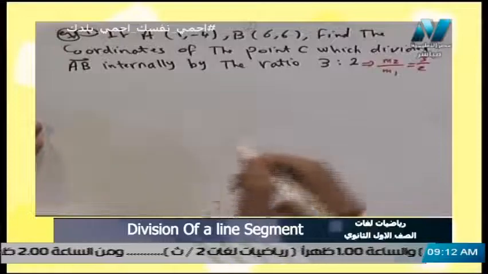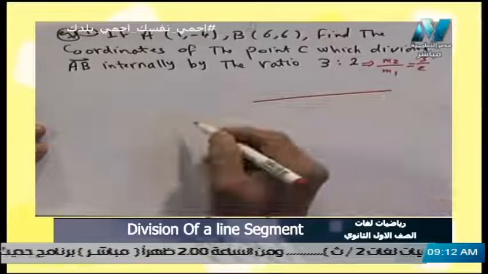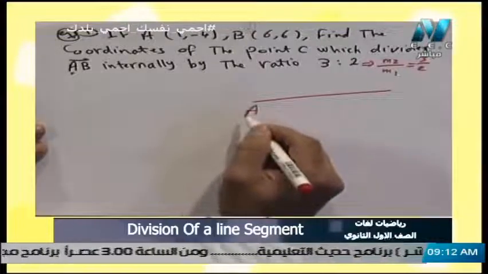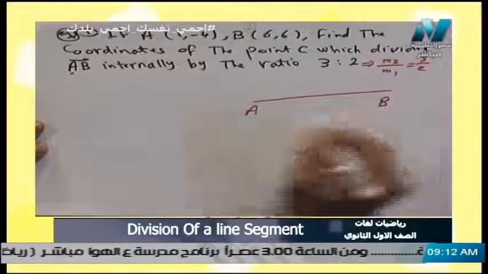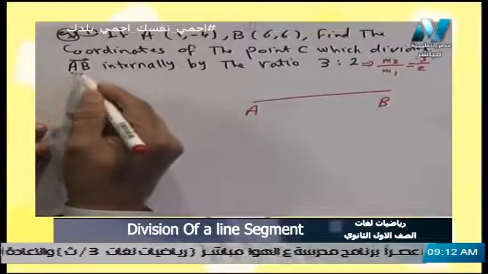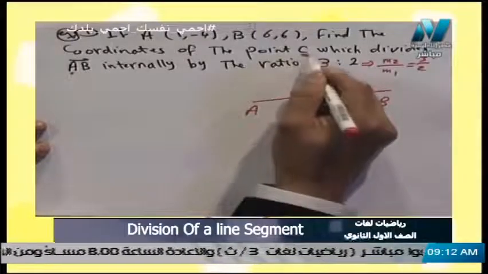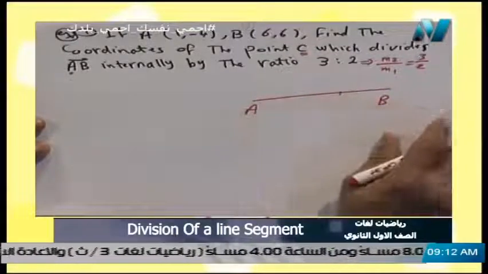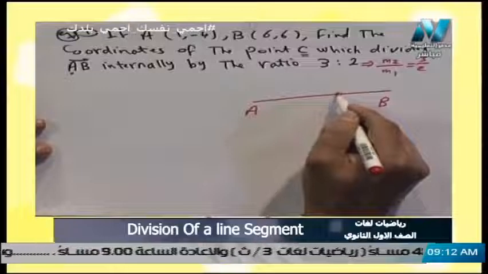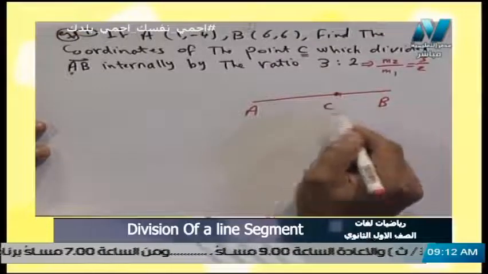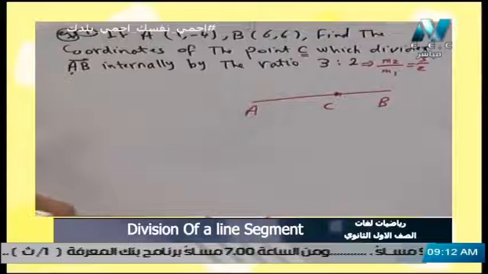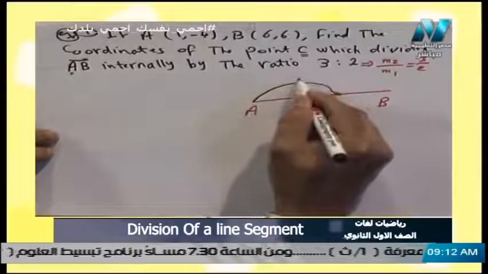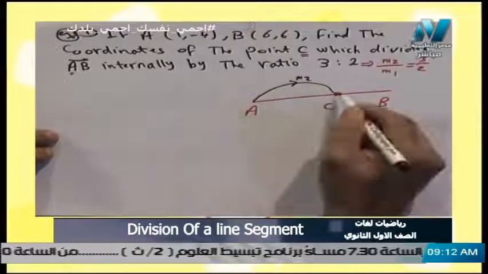Okay, and we have a line segment here. We start from A, so put A here on the left side, and B here. We start from A to B, and C divides it internally by the ratio 3 to 2. So C will be here, and here M2, and here M1.